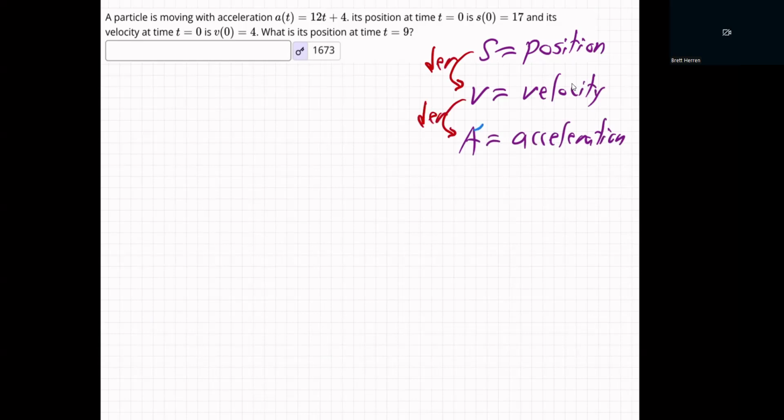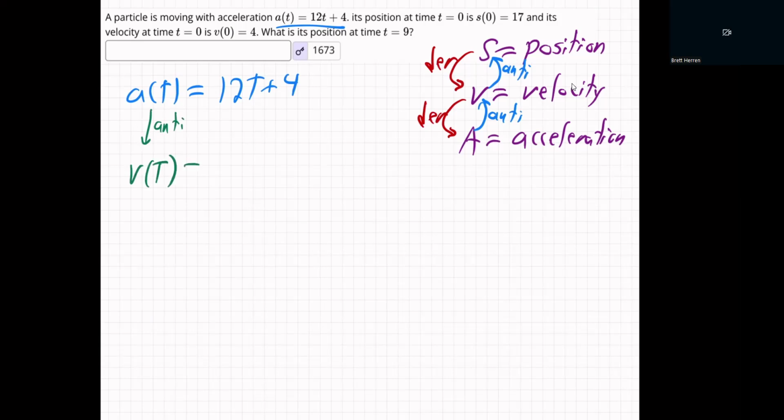So then vice versa, if you take the antiderivative of acceleration, you get velocity, and the antiderivative of velocity, you go back to position. So we're starting with acceleration. We've got acceleration at any time t is 12t plus 4. And then what we're going to do is the antiderivative, and that'll turn it into velocity. Okay, so how do we do antiderivatives?